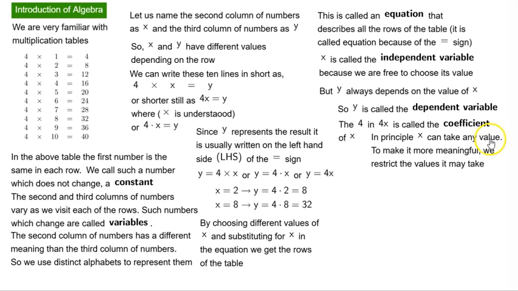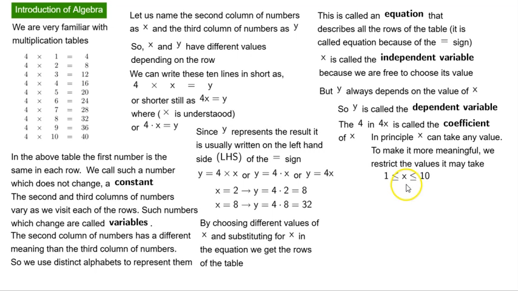In principle, x can take any value. To make it more meaningful, we restrict the values it may take, or we may choose. Because remember, we can choose numbers like this. We can choose lower numbers, that is negative numbers. We can choose 0. We can use numbers greater than 10 for x. We could also choose fractions. So that is not very clear based on this equation, y is equal to 4x. So we have to restrict it, and we should be able to explicitly mention that.